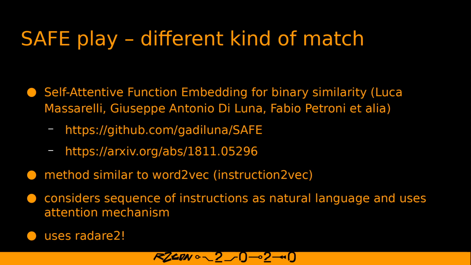The method itself is quite similar to a lot of natural language methods. In this case, it's a recurrent neural network, GRU, with an attention mechanism. And similar to word2vec, instruction2vec turns something that's not a vector into a vector. In this case, the inputs are the assembly instructions from a disassembled function. And of course, Radare2 is used to perform this disassembly of the inputs.